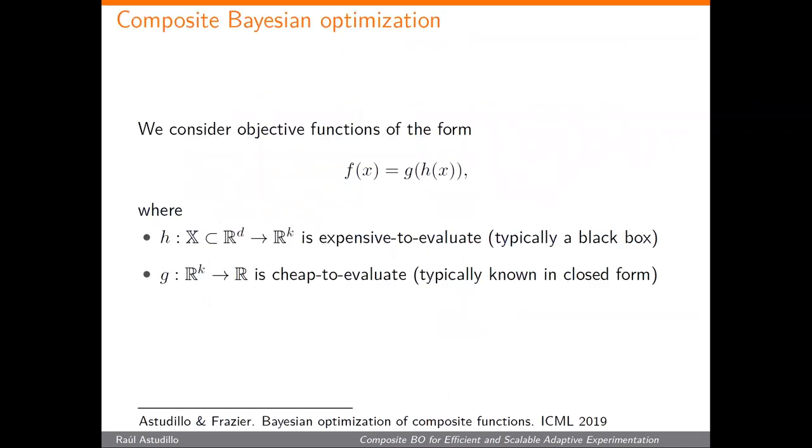Okay, so now we're gonna talk about composite Bayesian optimization. And we're gonna start by considering a very simple class of composite objective functions. This is from my ICML 2018 paper. So here we're gonna consider functions that are the composition of two functions, an inner function H, which is expensive to evaluate, typically a black box, and an outer function g, which is cheap to evaluate and typically something that we know in closed form. So this is a very simple class of composite objective functions.